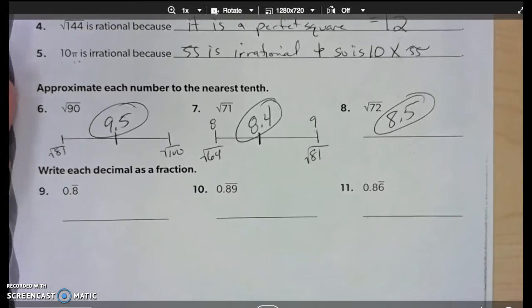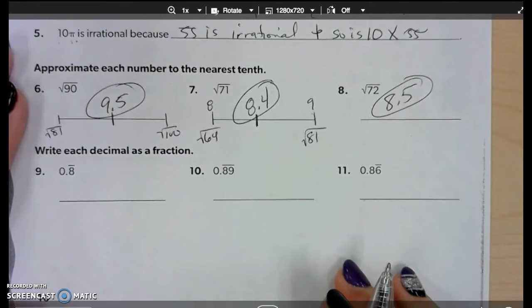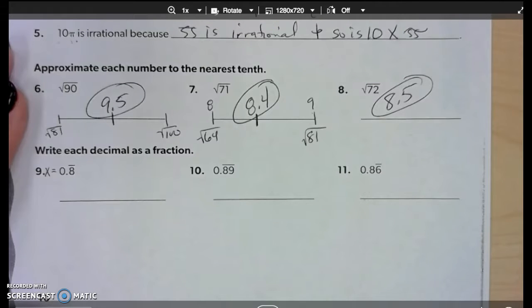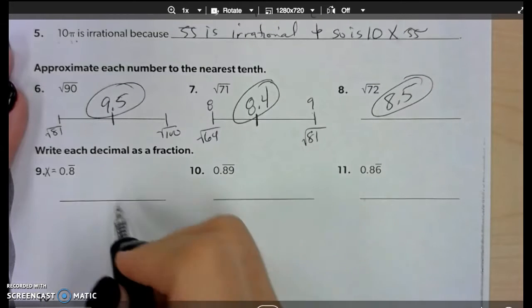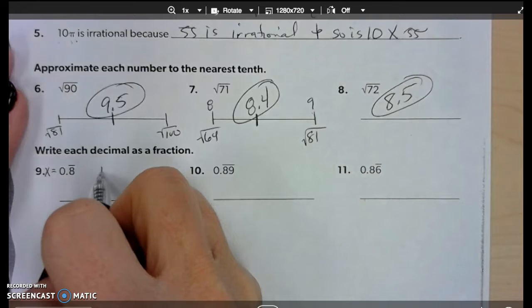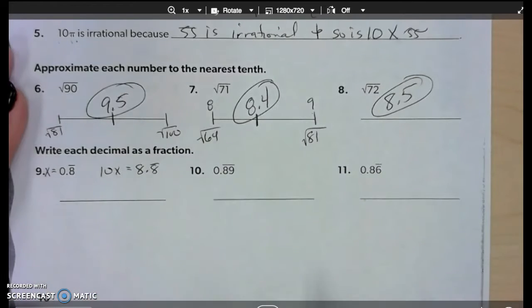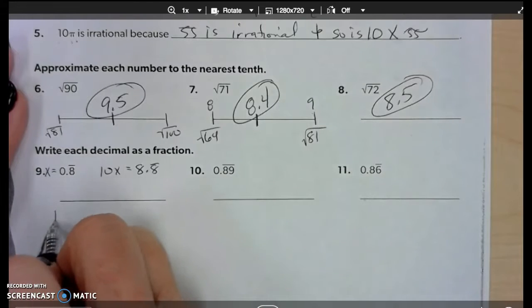Write each decimal as a fraction. These are the ones where we have to write those equations. So x is equal to 0.8 repeating. The second equation we're going to multiply by 10. So 10x is equal to 8.8 repeating. Then we're going to subtract.